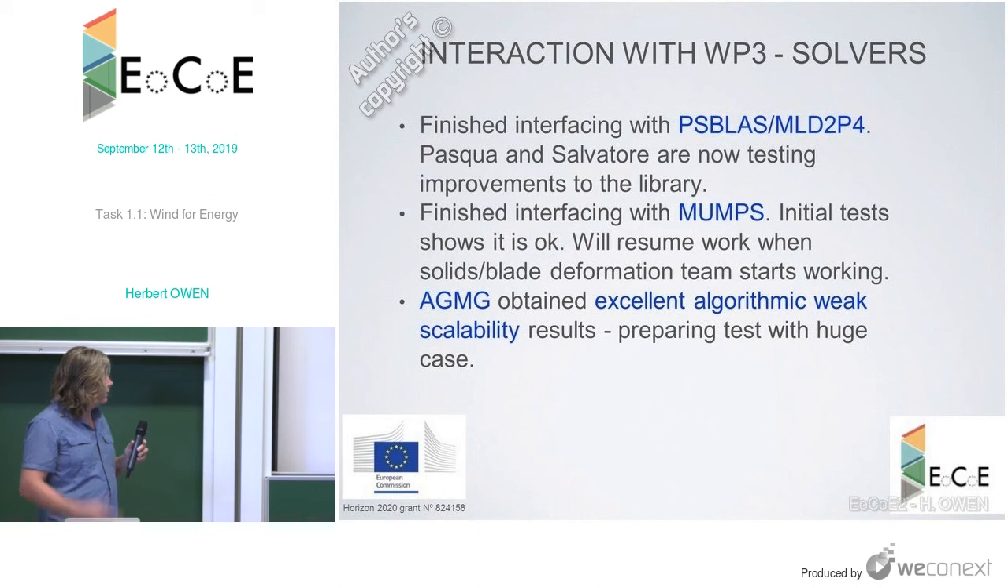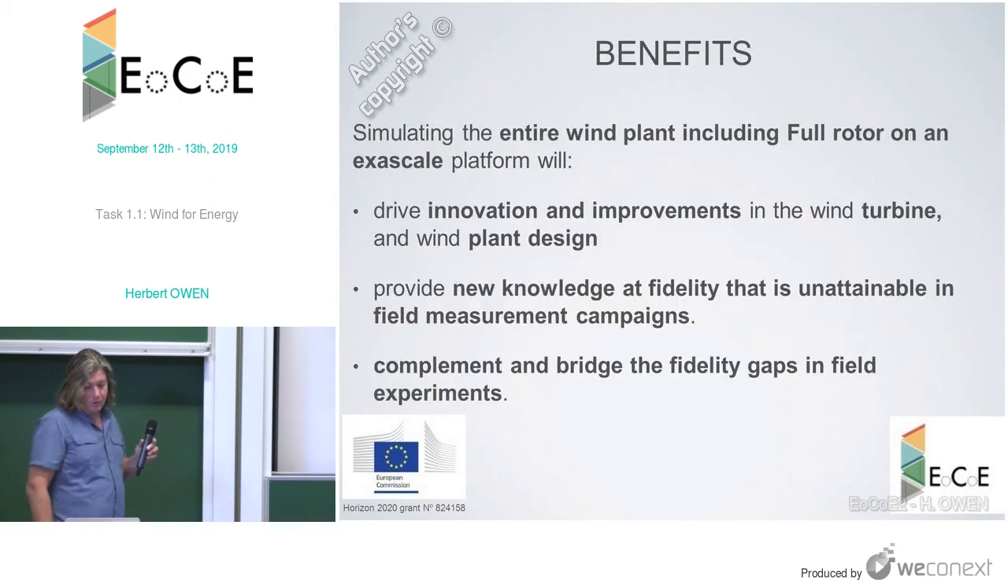With AGMG, we have already interfaced in the previous ECO. And I have obtained some excellent weak scalability results. So I will be running a huge case shortly. Well, I believe that I am more or less out of time. I don't know if anybody has checked, but the benefits I already mentioned in the previous presentation. So, what do we want to do?